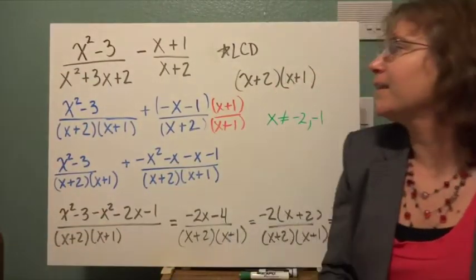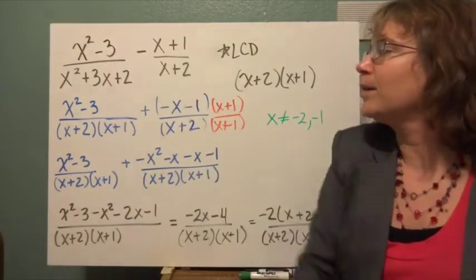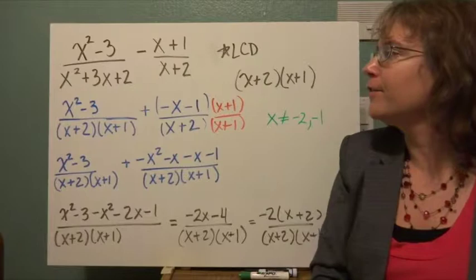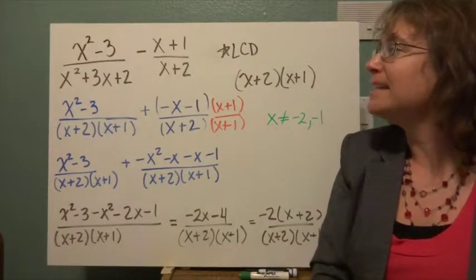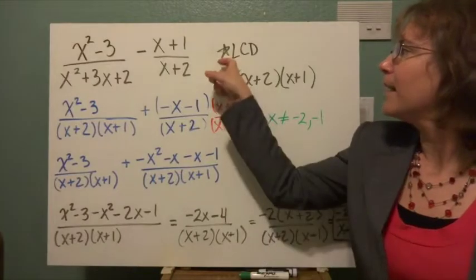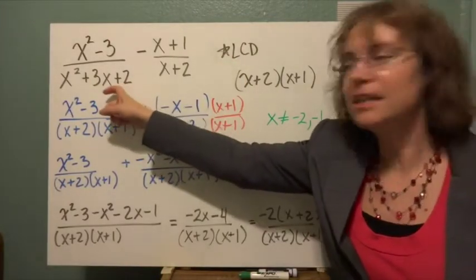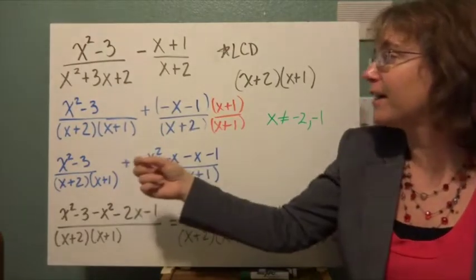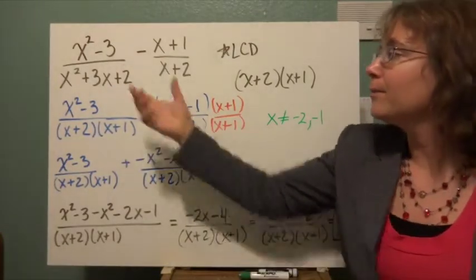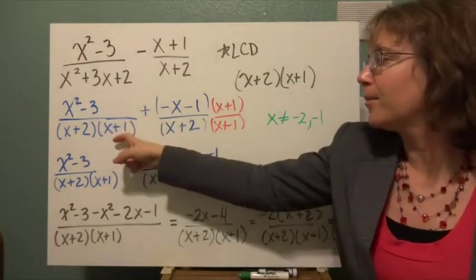All right, let's look at another example where we're actually factoring over here. So I have x squared minus 3 over x squared plus 3x plus 2 minus x plus 1 over x plus 2. So my common denominator, my lowest common denominator, first I'm going to need to factor this and see if it has any factors in common. Hopefully it will, so I don't have to multiply this by two different binomials.